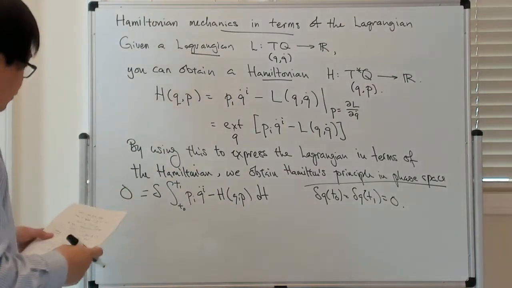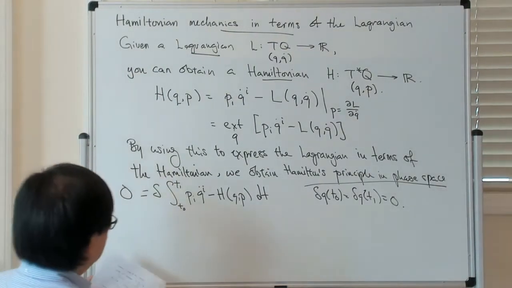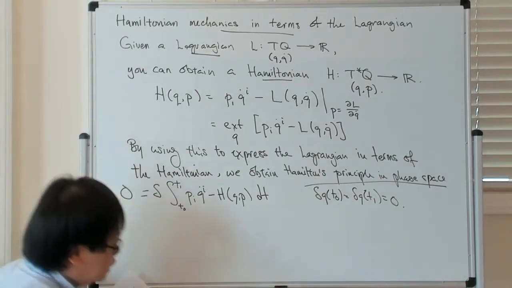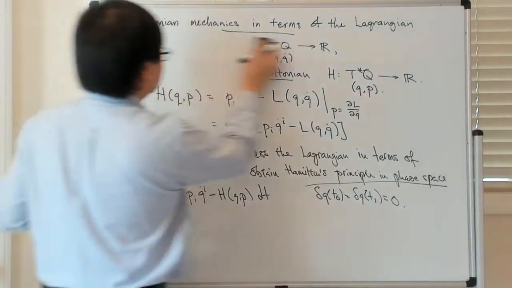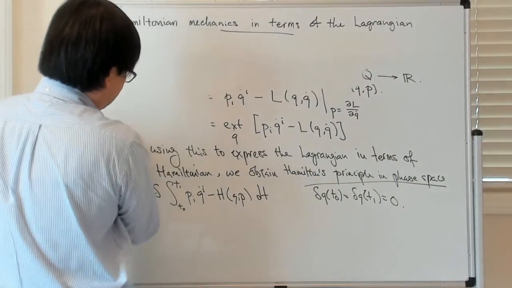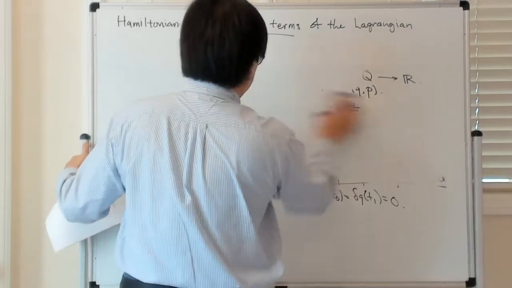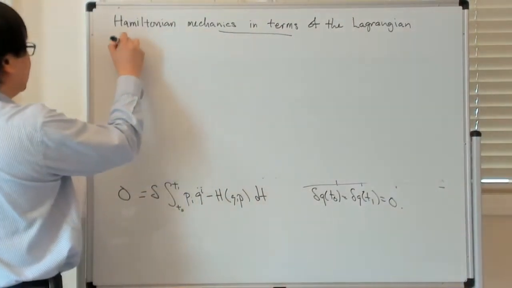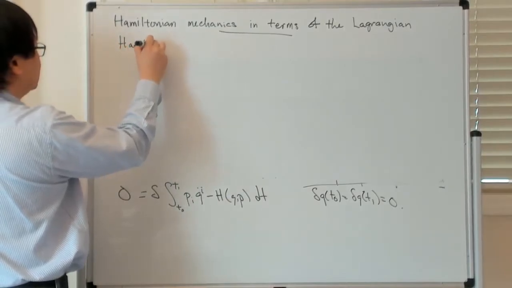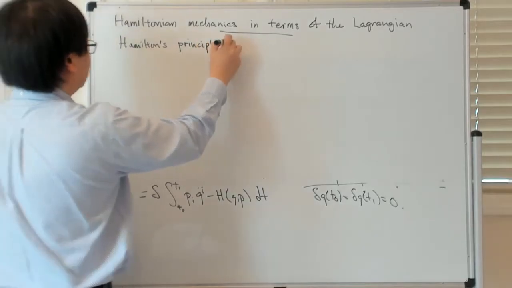So let's see what you get when you work with this. Okay, or maybe I should do this on a fresh slide. Okay, so let me just rewrite this at the top so that we have a bit more space. Right, so this is what is called Hamilton's principle in phase space.